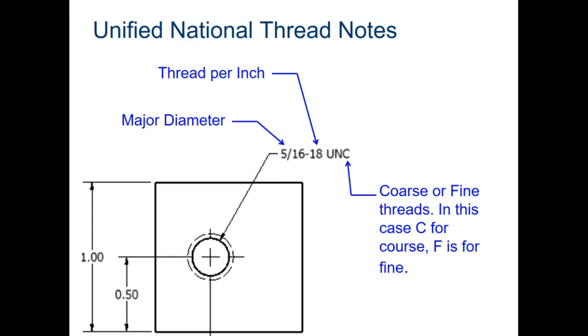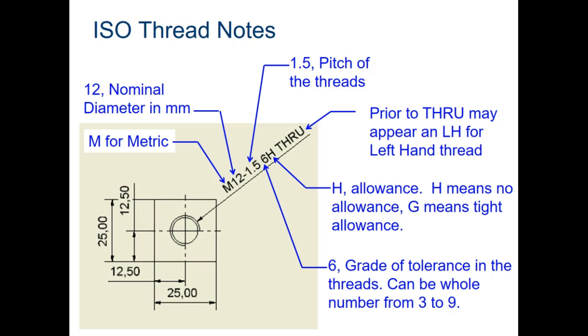Alright, so here's our thread notes. The first number you see is 5/16. This is the diameter of the bolt or screw that's going to go in this hole. The next number is referred to as TPI, and it's threads per inch. And in this case, every inch would have 18 threads. And then we see Unified National, and then usually there's one of two letters there, C for the coarse threads and F for fine threads. So the coarse threads, you'll have a lower threads per inch, and the fine threads, you'll see a higher threads per inch value.